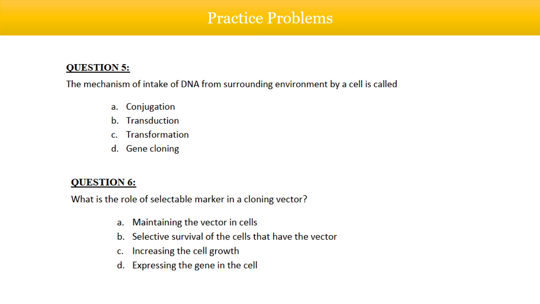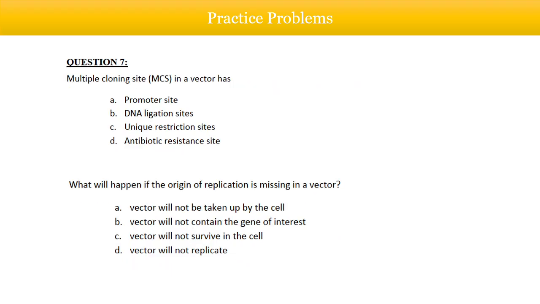One commonly known selectable marker is the antibiotic resistance that is present within the plasmid. So here two answers are actually correct. One is maintaining the vector in the cells, and the other one is selective survival of the cells that have the vector. So question 6, it is both A and B.